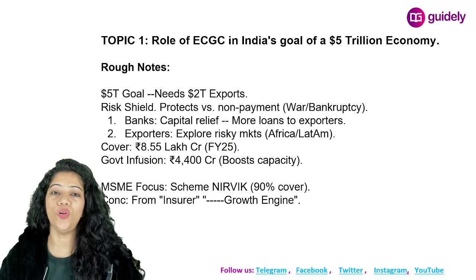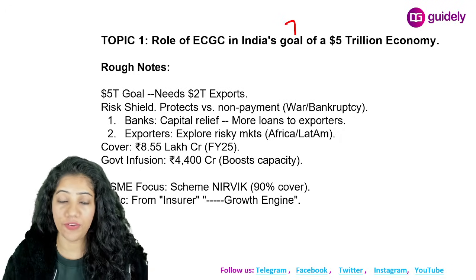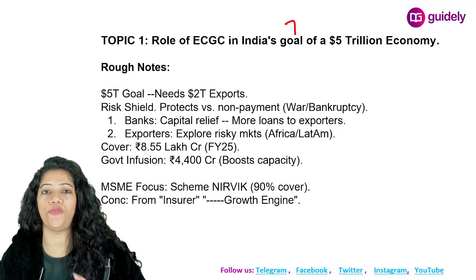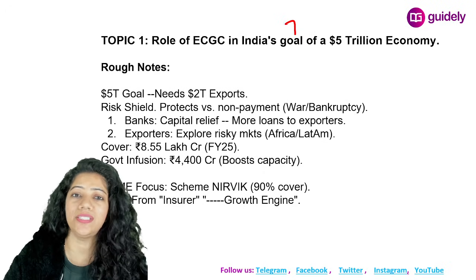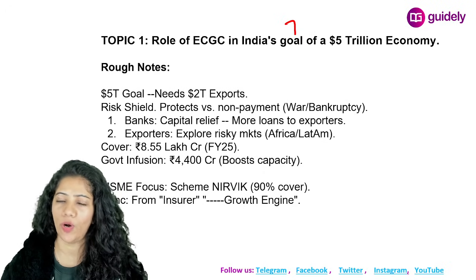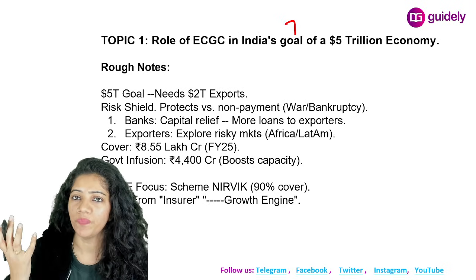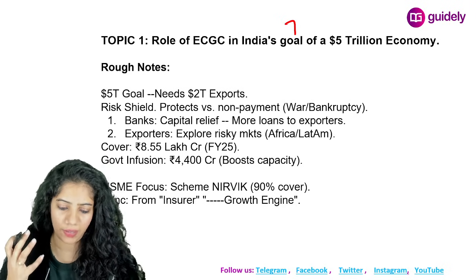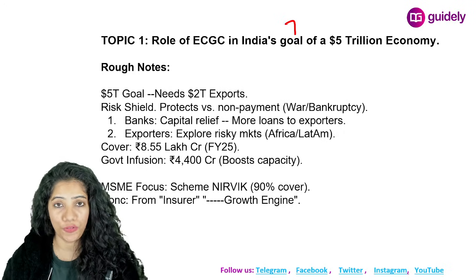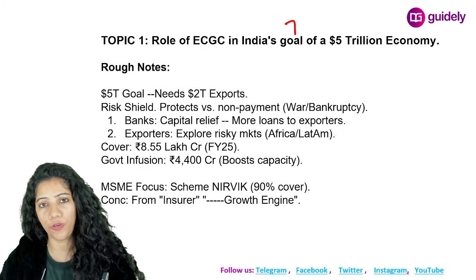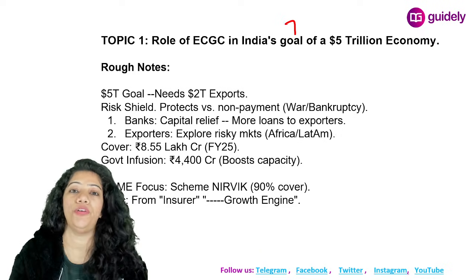Now, topic number one, role of ECGC in India's goal of $5 trillion economy, rough notes. See, what is the best way of writing an essay? You always need to divide your timings. The first thing you do is the brainstorming. Please give yourself some minutes and think about what important thoughts you are able to collect at the moment, and make some rough notes so that when you will be typing your original essay, the points will be very, very useful.